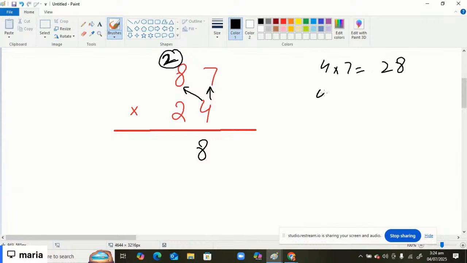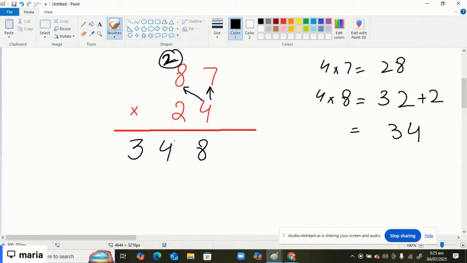Now 4 times 8 is 32. Add up the carry. 32 plus 2 is 34. So here we're going to put 34.